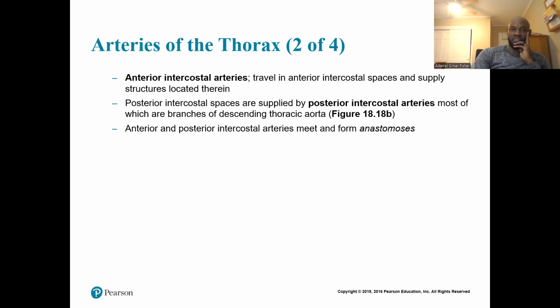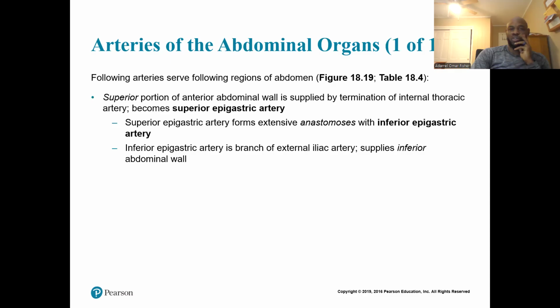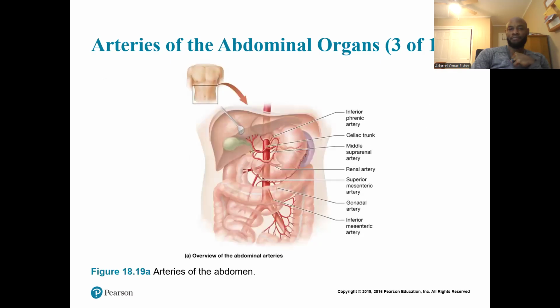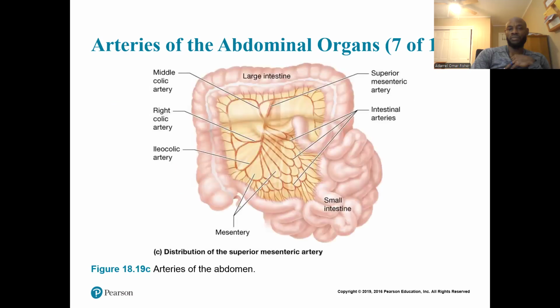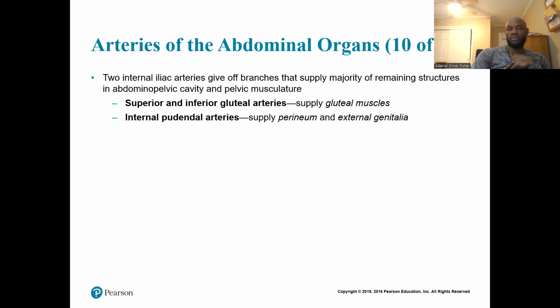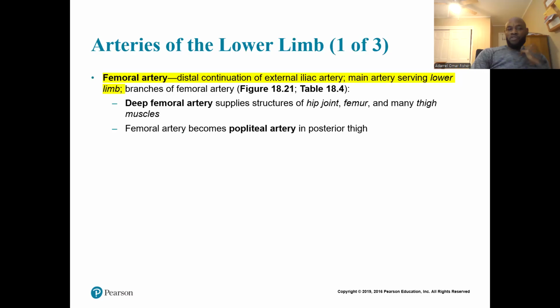Head and neck. We have arteries of the thorax, arteries of the abdominal organs, upper limb. The femoral artery is an important artery. It's a distal continuation of the external iliac artery, serving the lower limb. You can also get your blood pressure on the femoral artery.